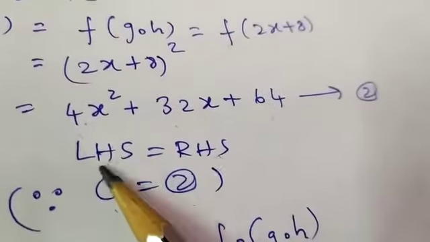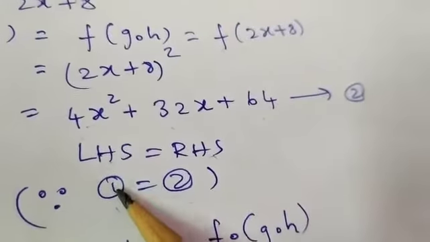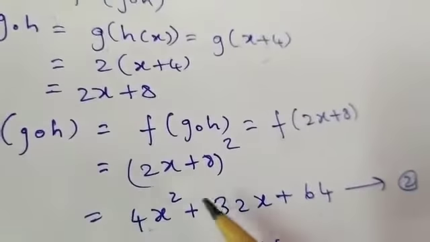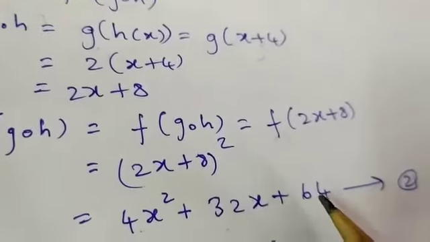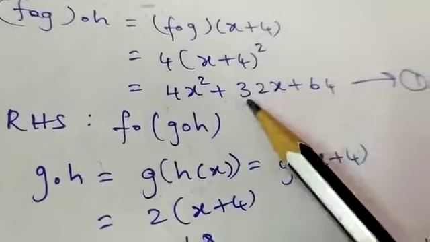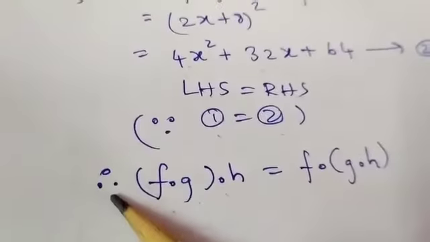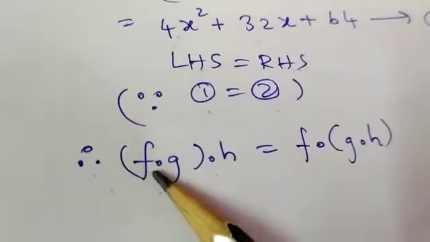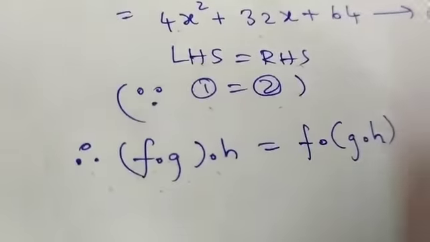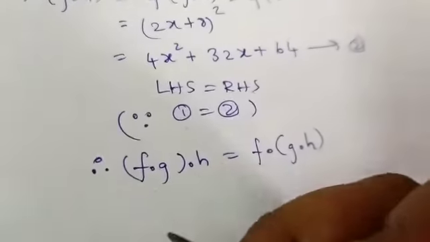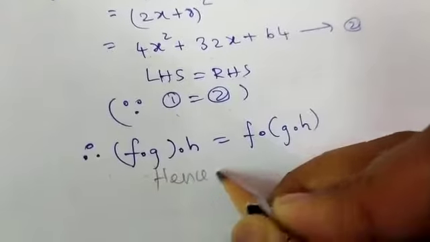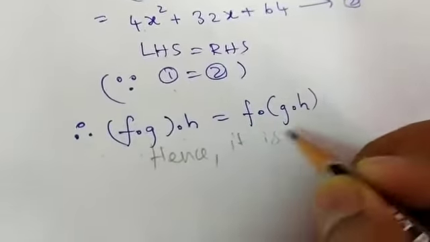So we are seeing that LHS equal to RHS because equation 1 equal to equation 2, that is 4x square plus 32x plus 64 equal to 4x square plus 32x plus 64. So therefore we have found that f dash g dash h equal to f dash g dash h, and hence we have proved it. Hence it is proved.